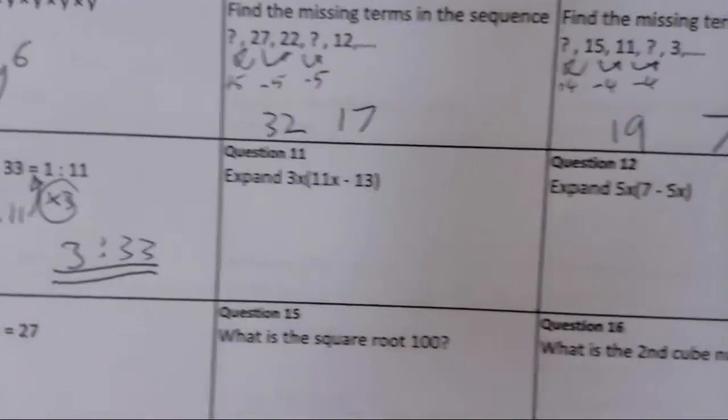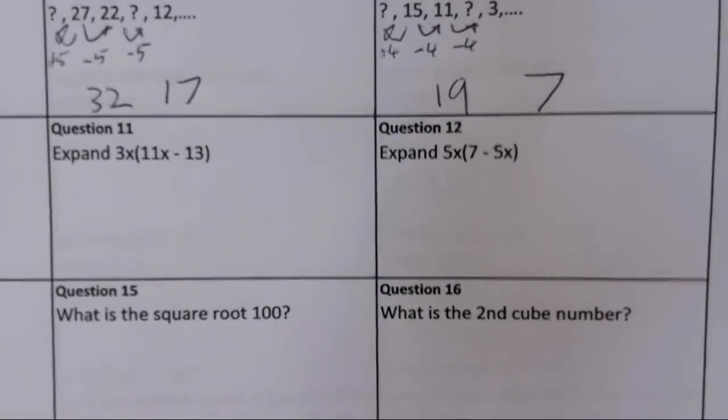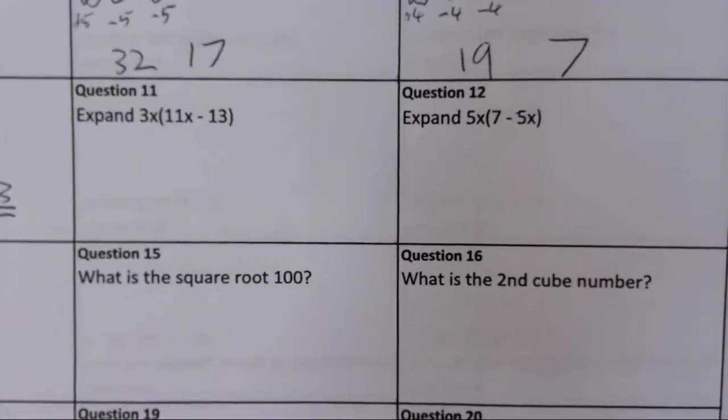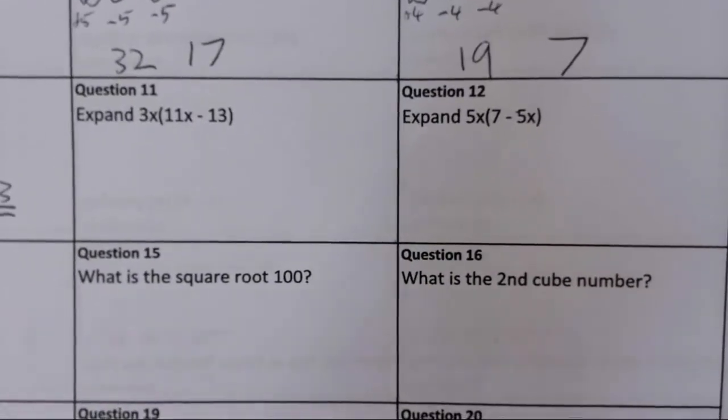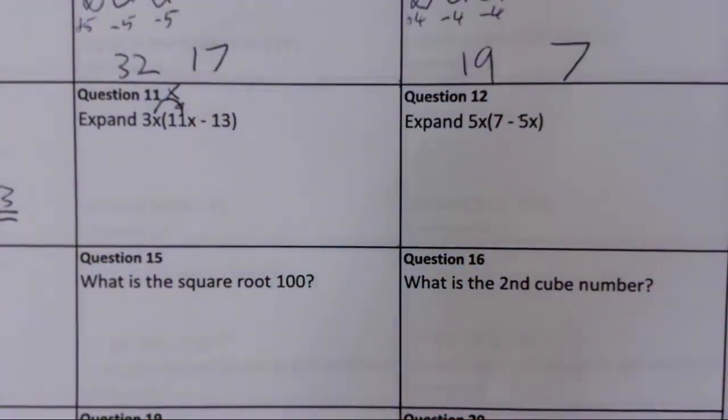Now, question 11. This stuff is the expanding brackets, and we've not done work on this except for in your homework. So it is something which is difficult for you. But what we're going to do is what's on the outside has to be multiplied by each thing on the inside. Now, 3x times 11x.